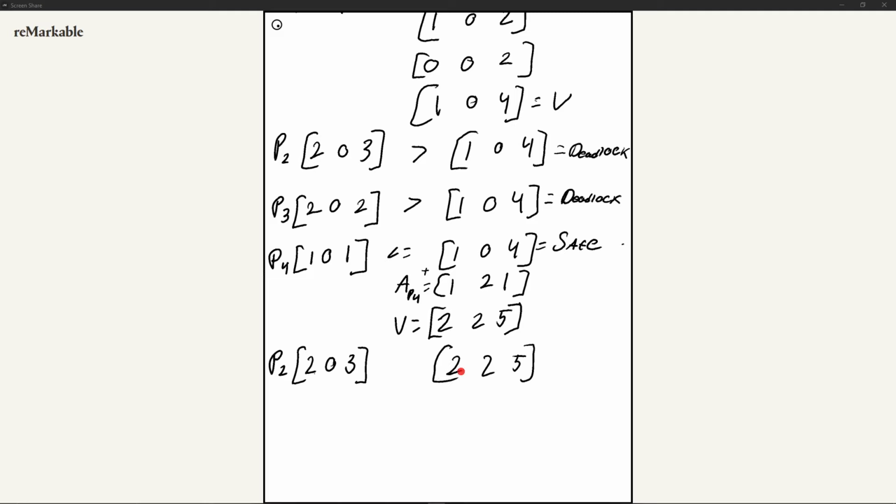Now 2 is less than or equal to 2. 0 is less than or equal to 3. 2 and 3 is less than or equal to 5. Therefore, now this is safe. Okay. Now because this is safe, what do we do now? We take the allocation of P2, the A vector, A sub P2, and we add that to our V.